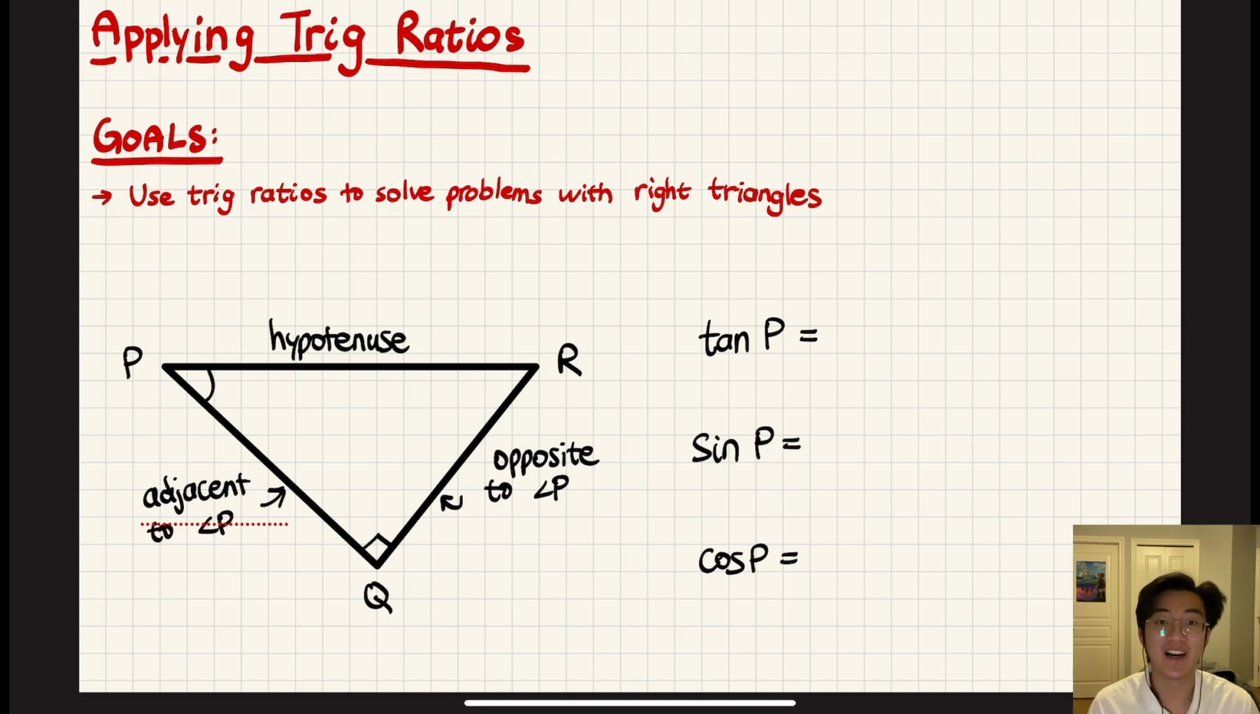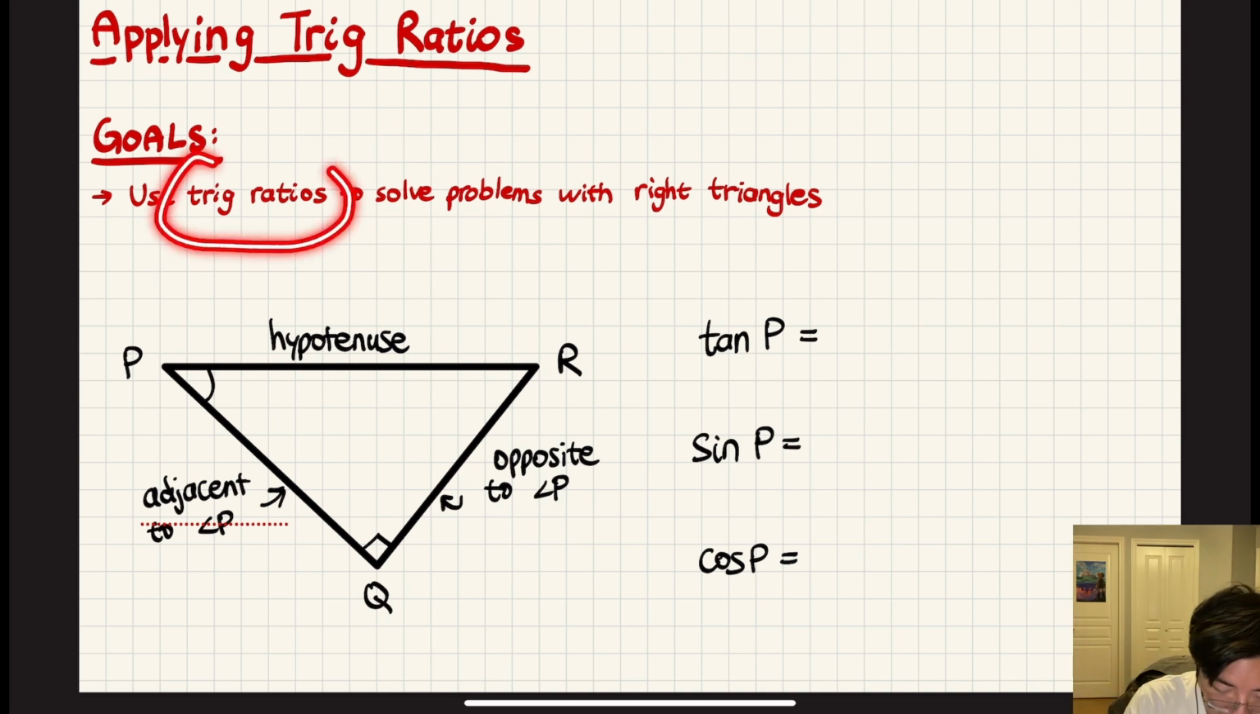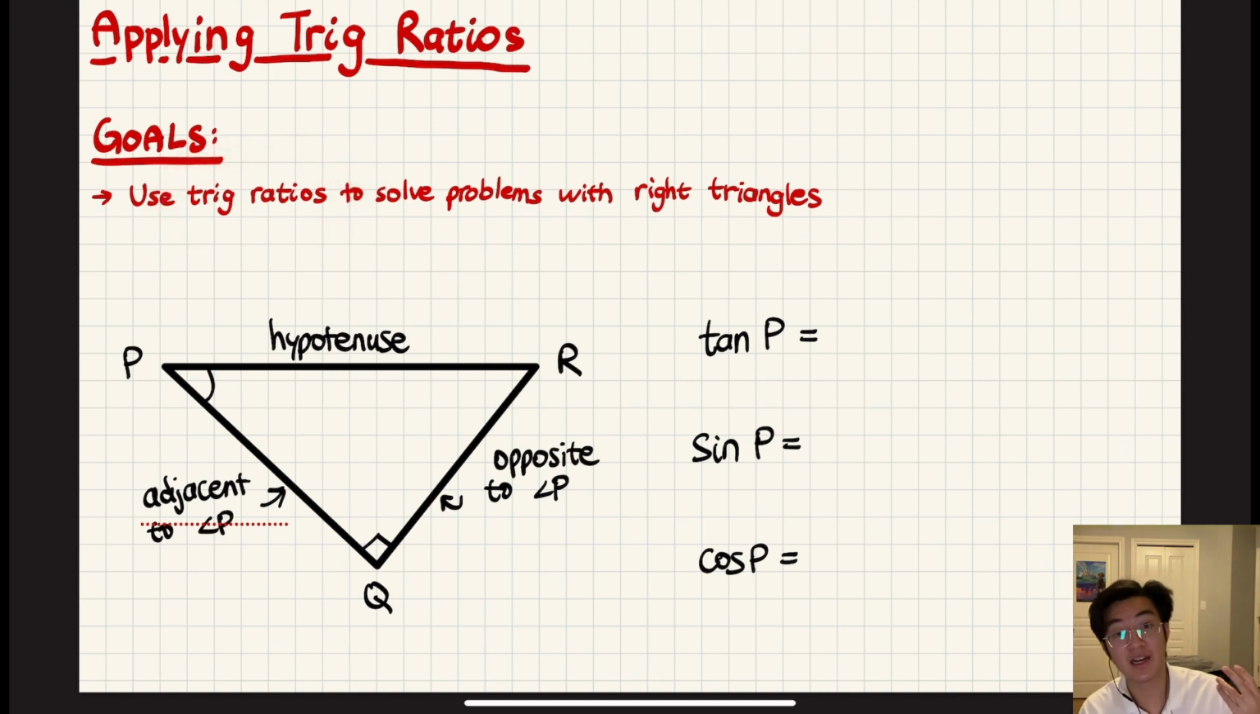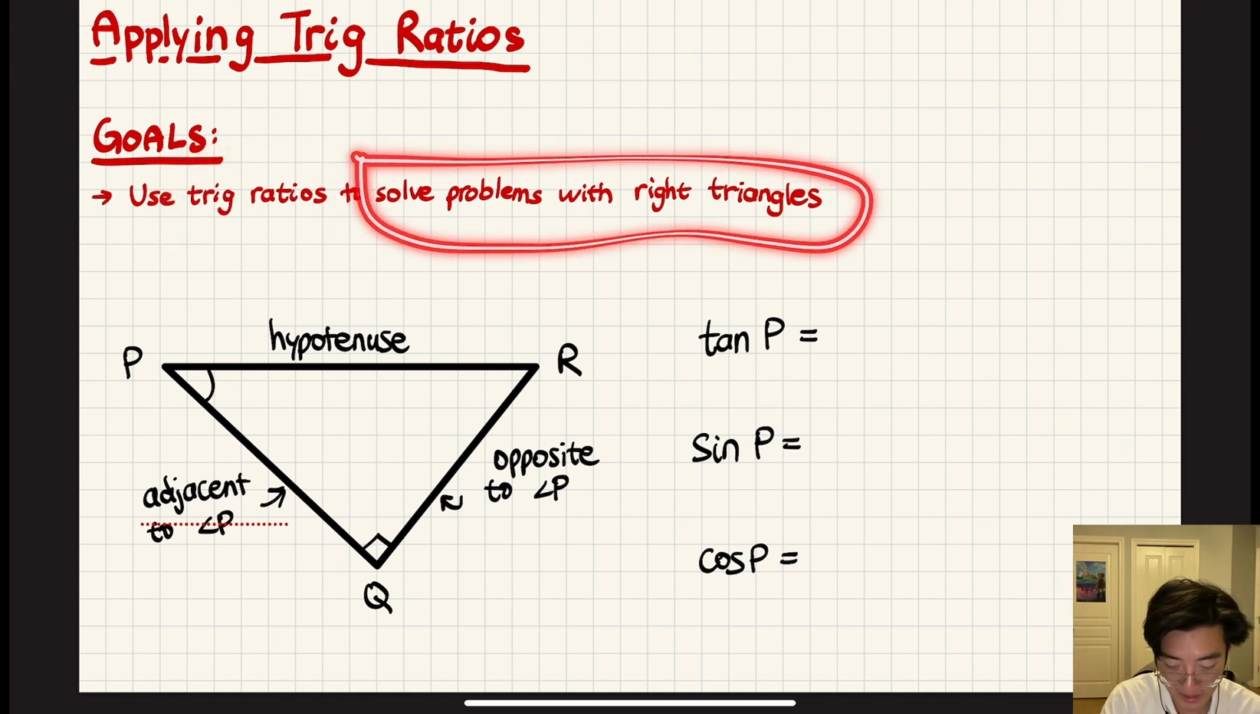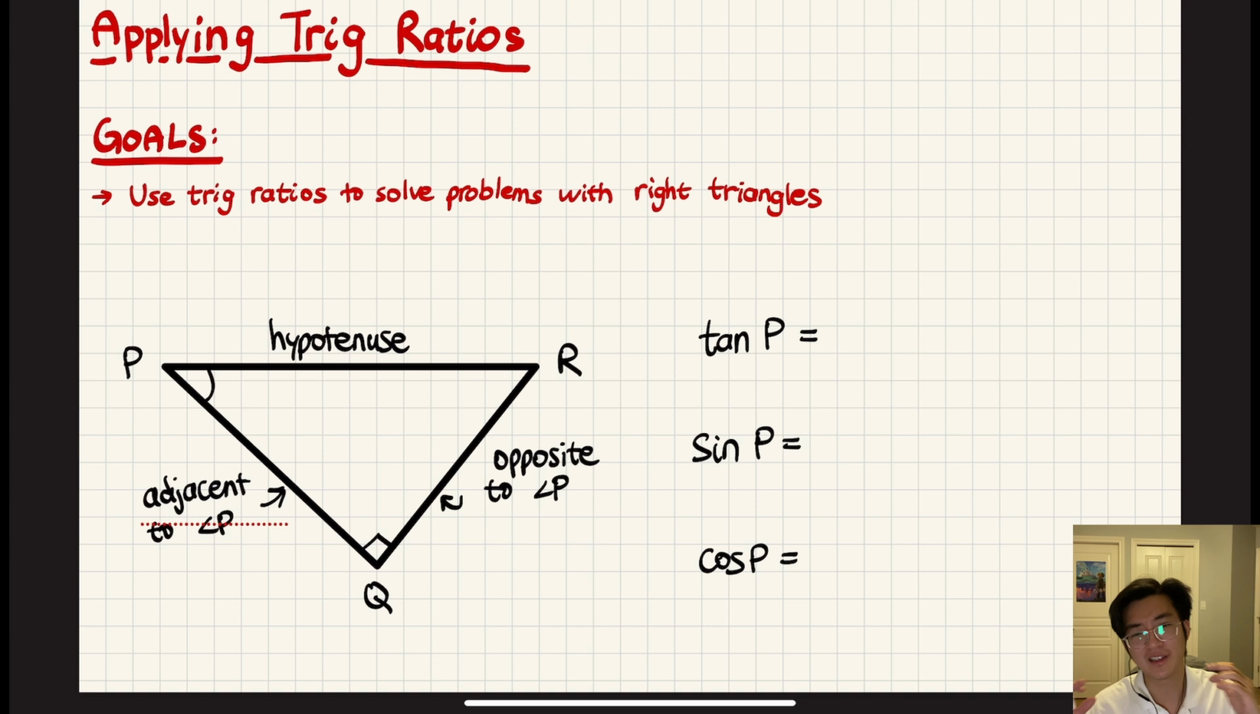Welcome to our lesson today on applying trig ratios. Our goal for today is to use the trig ratios we've been learning for the past few days to solve big complicated word problems. Well, it's not too bad, trust me. Before we do anything, let's do a quick review on the three trig ratios.